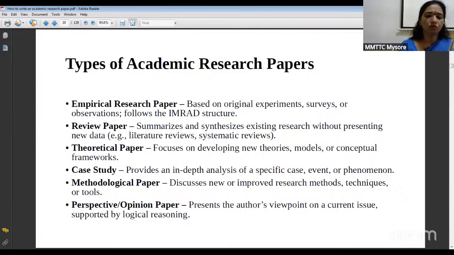Such papers can also be written and such papers are called review papers. Next is the theoretical paper. This focuses on developing new theories, models or conceptual frameworks. Next is a case study.